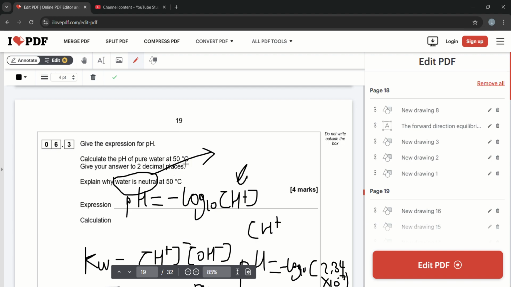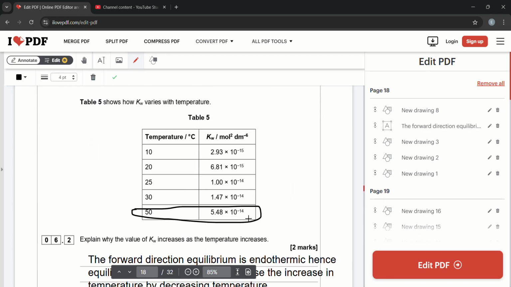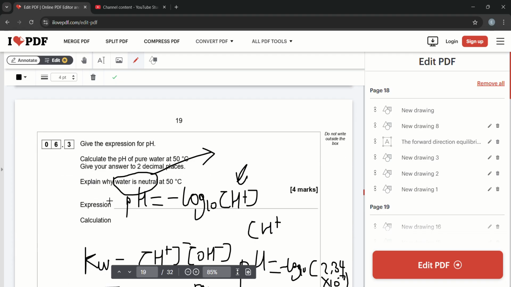6.3, we know H+ is equal to 10 to the power of... actually no, we can't do that because we don't have H+. We know pH is equal to minus log10 [H+]. We want to calculate pH of pure water at 50 degrees Celsius. Well, at 50 degrees Celsius, Kw is that, and we know Kw is equal to [H+][OH-].